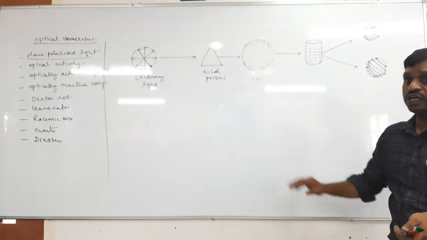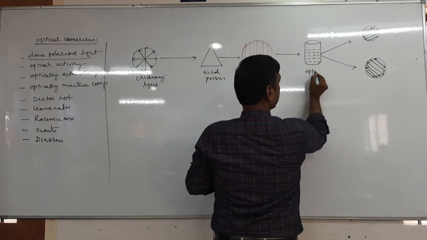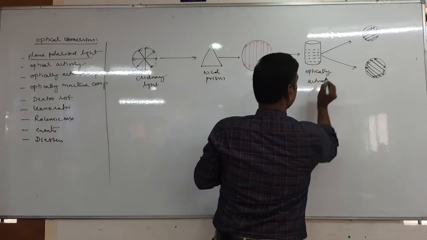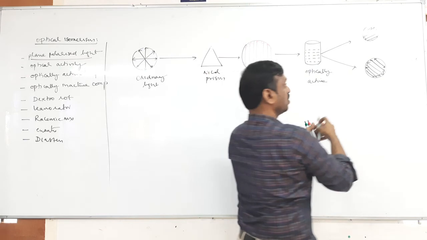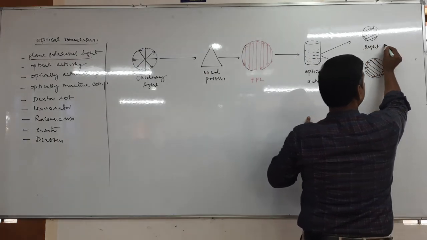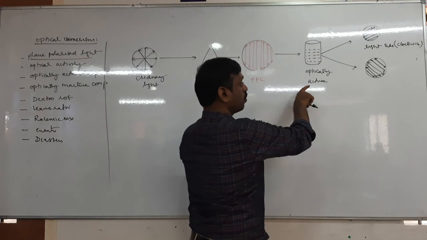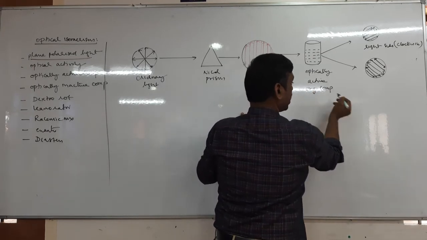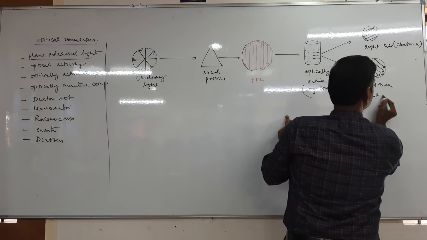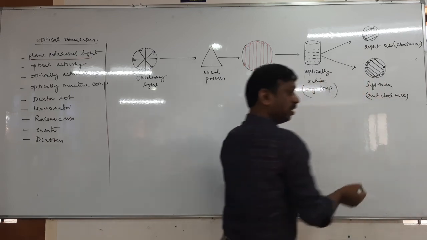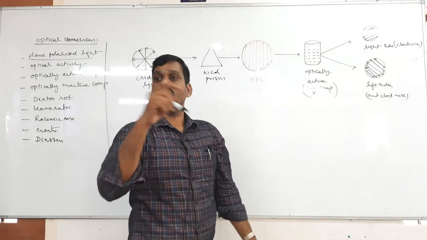The importance of this PPL is when it is passed through any organic compound which is optically active, this compound may rotate the PPL either to the right side, which is also called clockwise direction, or even to the left side, which is called anti-clockwise direction. If the organic compound rotates PPL to the right or left side, then it is called an optically active organic compound.